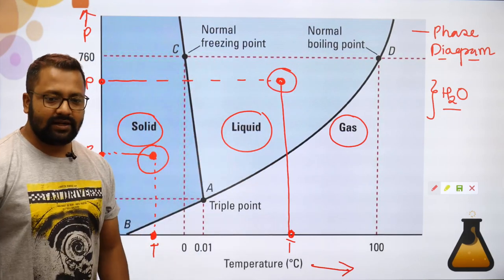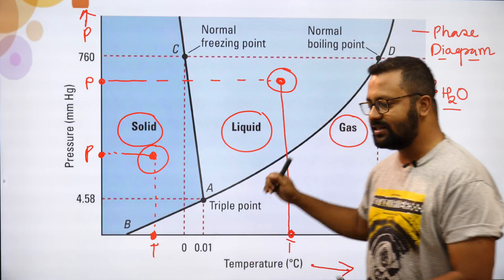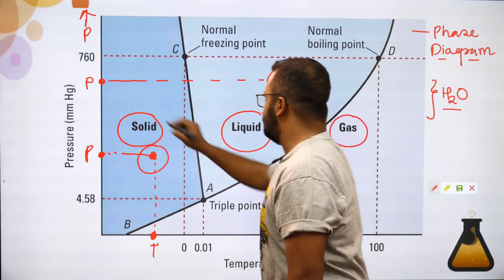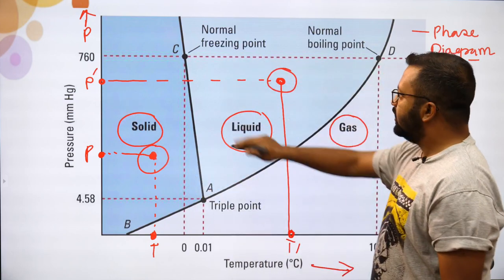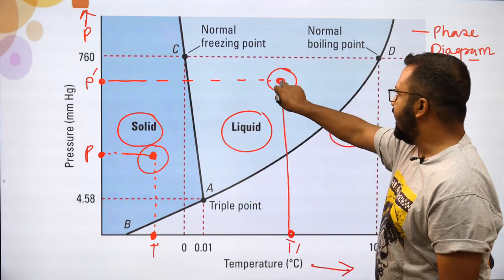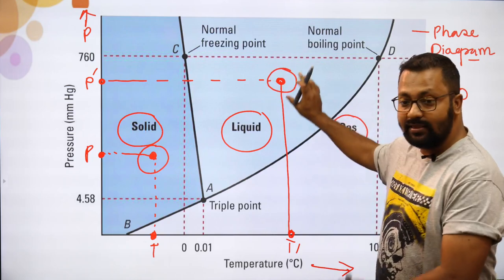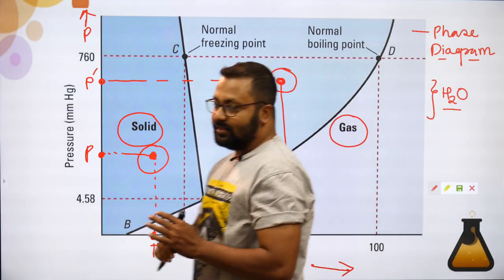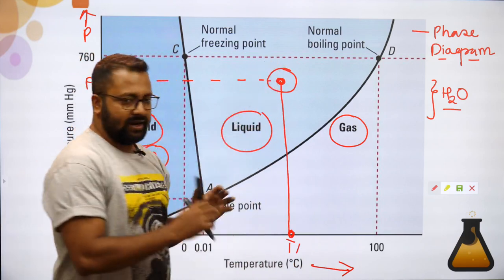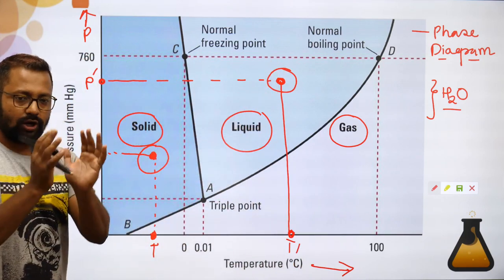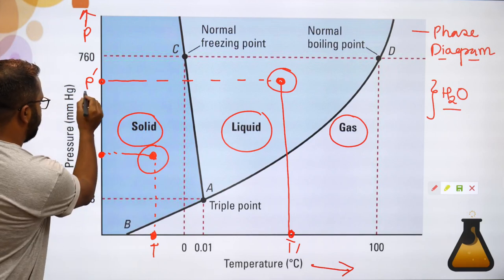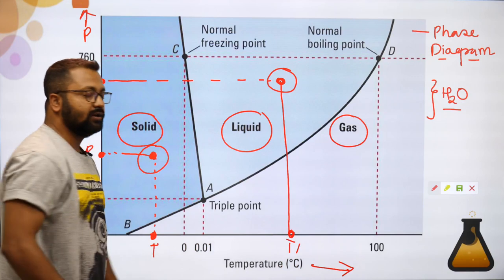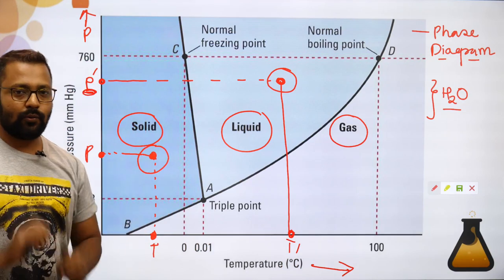Which state am I getting? You can see that for this pressure and this temperature, let's take P dash and T dash. So for P dash and T dash, I can see that I am landing up in this part of the graph, and this part is the liquid state. Matlab agar maine ek water ko is pressure pe rakha, and I keep it at this temperature, I will get water in the liquid state.